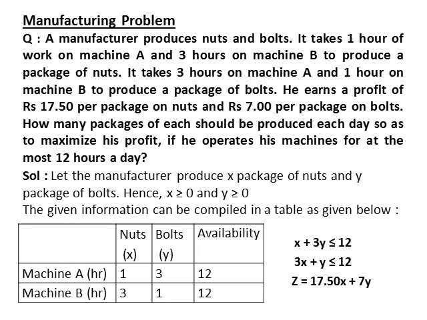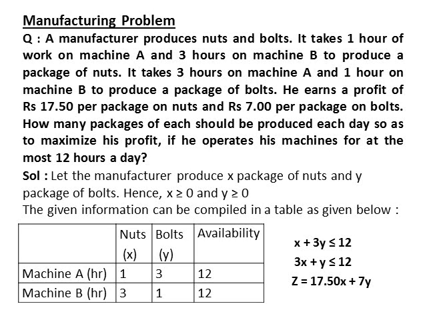Next, one package of nuts requires 3 hours of machine B. So X packages of nuts require 3X hours of machine B. Similarly, one package of bolts requires 1 hour of machine B. So Y packages of bolts require Y hours of machine B. And machine B is also available for maximum 12 hours. So we write it as 3X plus Y less than or equal to 12.